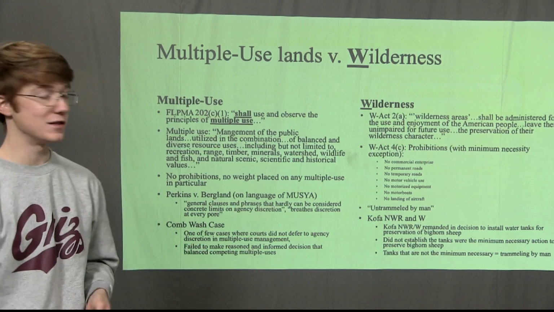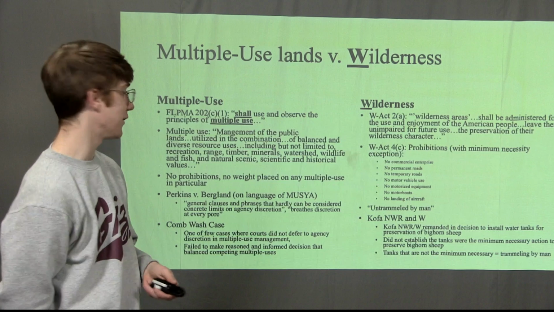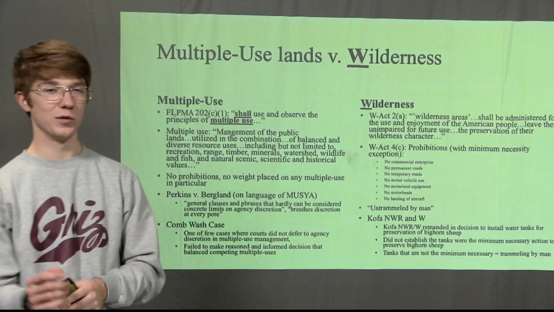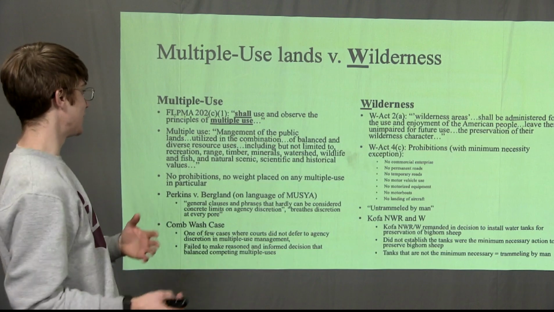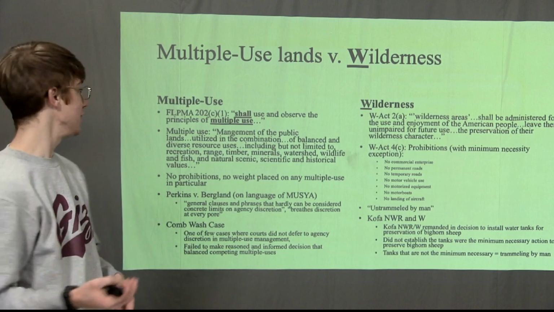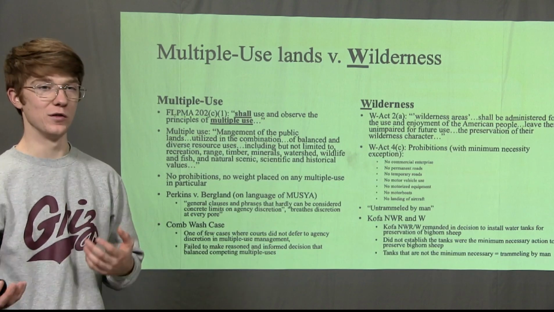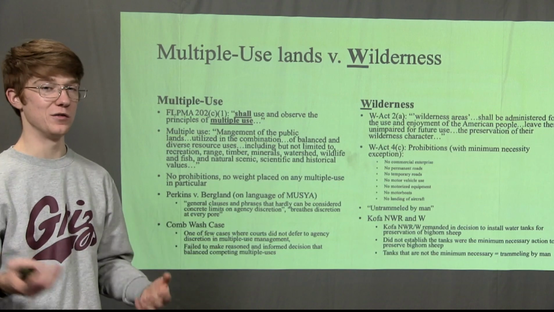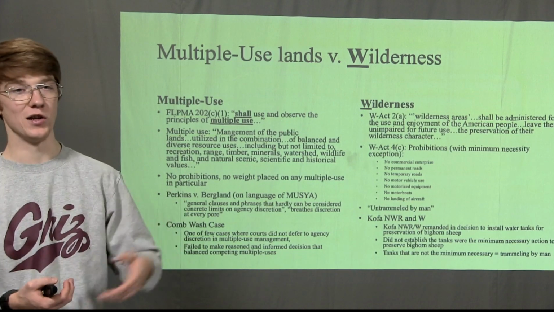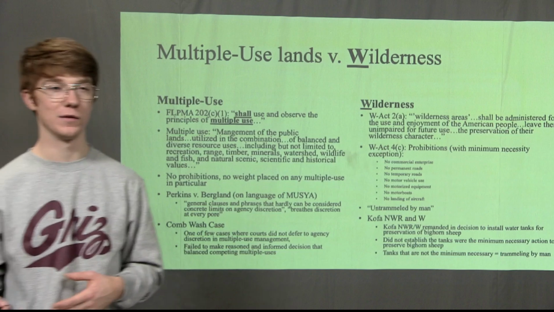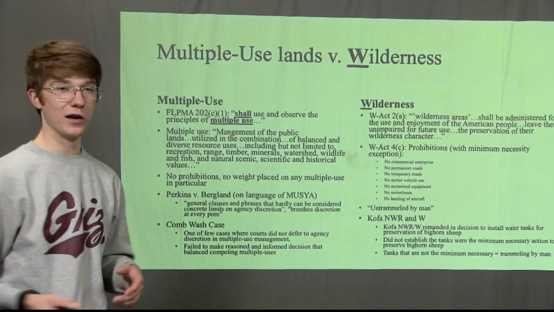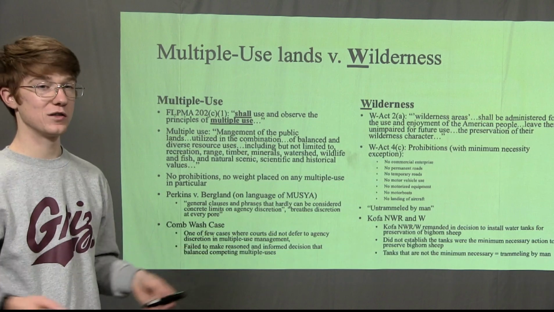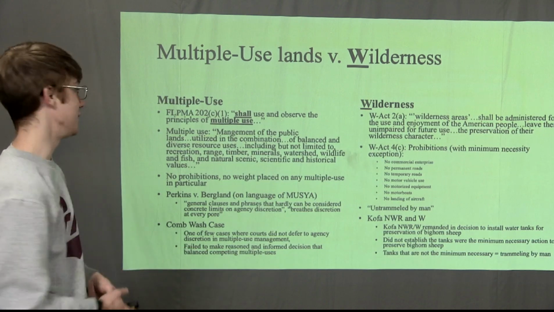No prohibitions in the statute or definition of multiple use or in the mandate. No weights placed on any particular multiple uses either. It's just that balancing of those competing uses, whether it is range and timber or wildlife and recreation, scenic values. Pretty wide ranging, like I said, multiple use, balancing of those competing uses.